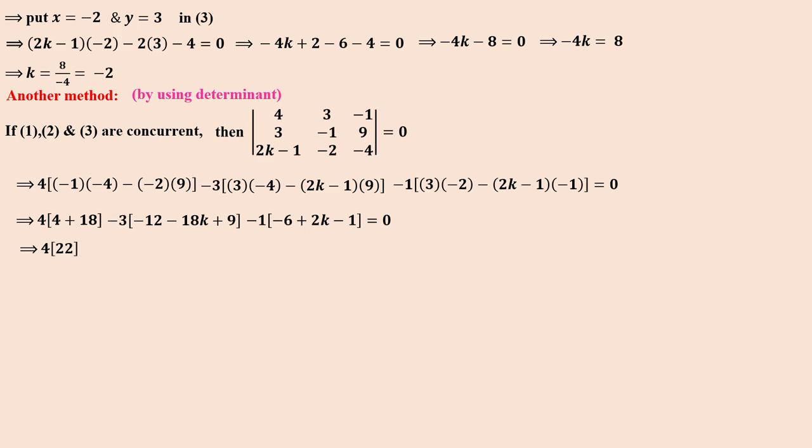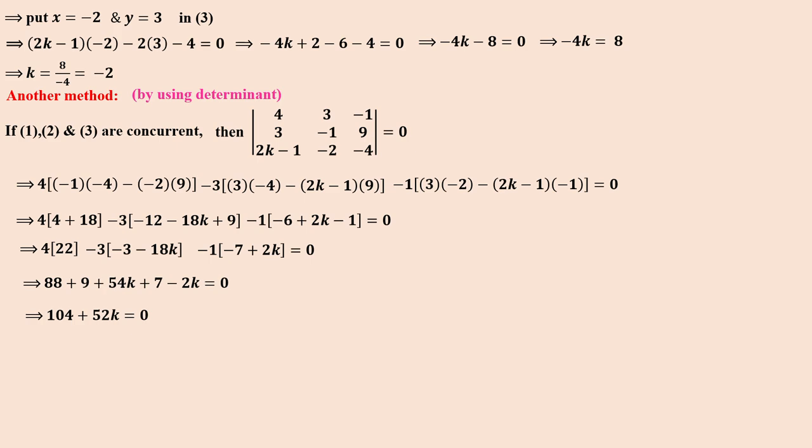So 4 into 22, minus 3 into minus 18k minus 1, minus 7 plus 2k equal to 0. 88 plus 9 plus 54k plus 7 minus 2k equal to 0. That is 104 plus 52k equal to 0. Therefore k equal to minus 104 by 52, that is equal to minus 2.